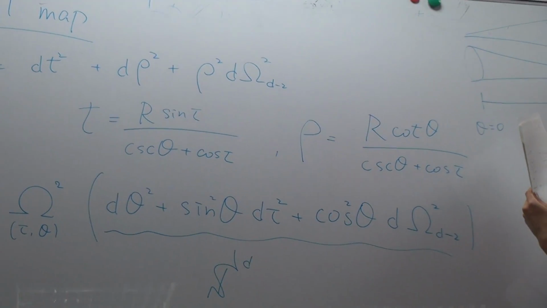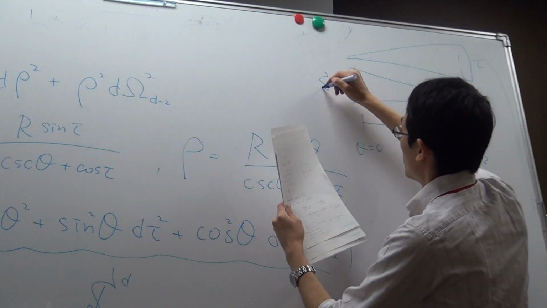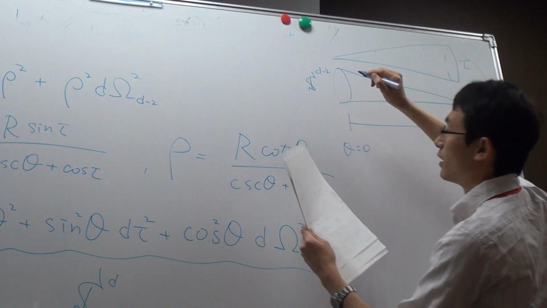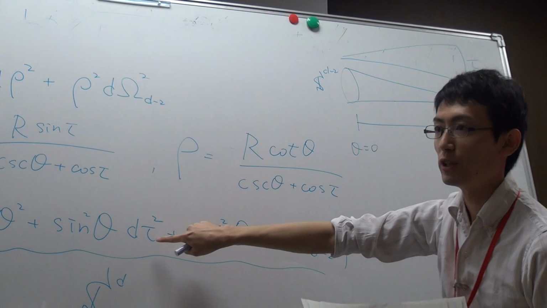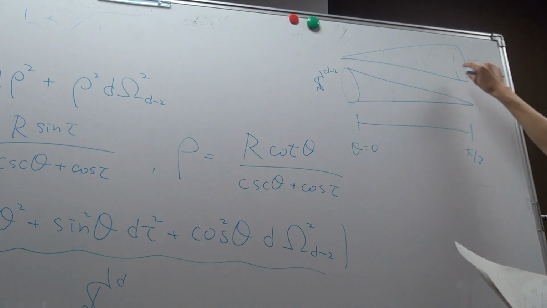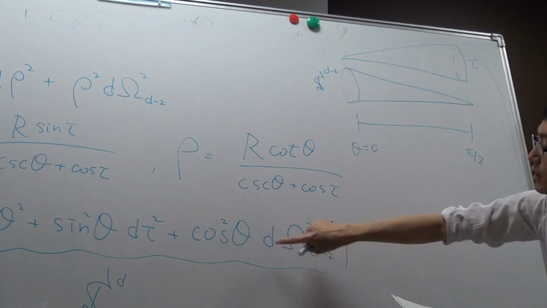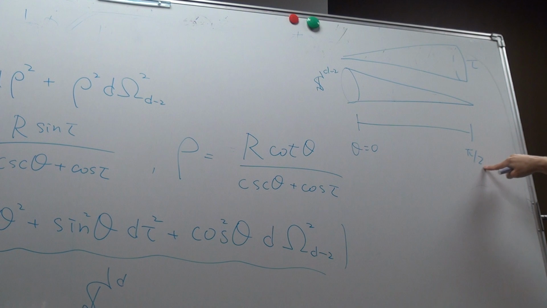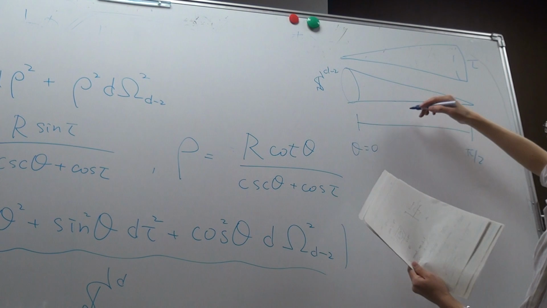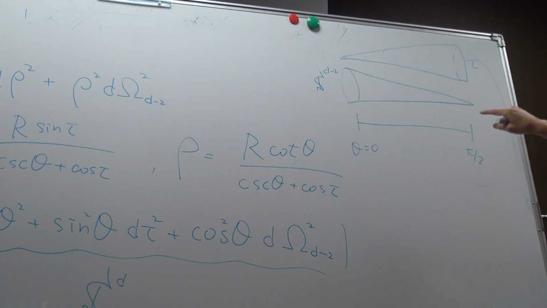So this is the tau circle. This is tau, and this means the d minus 2-dimensional sphere. But here, we have sine theta in front of d tau squared. So the tau circle shrinks at theta equal to 0. And similarly, this sphere also shrinks at theta equal to pi over 2. Okay? So you have not two circles, but you have one circle and one sphere, fibered over theta.